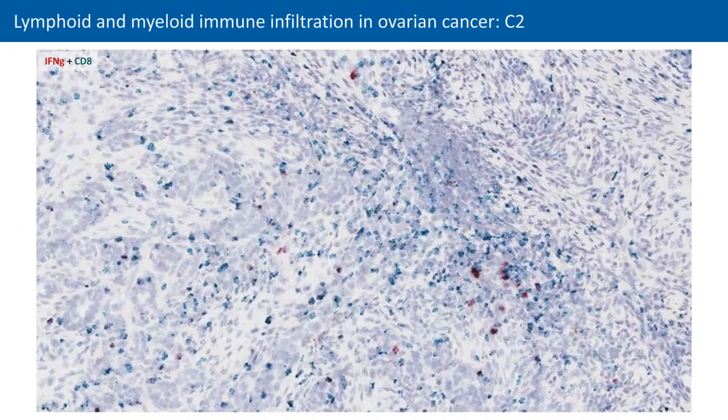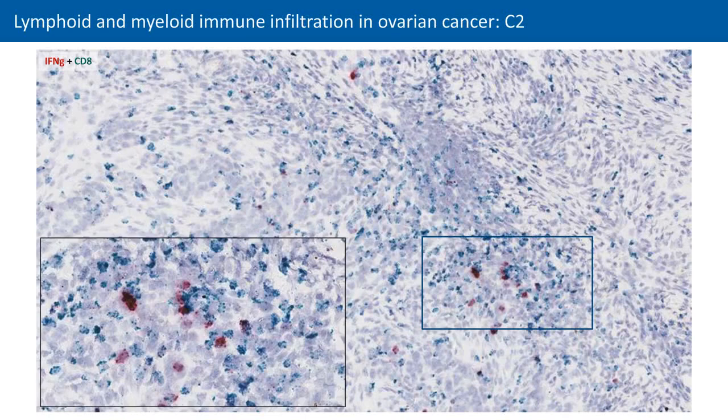We will look in more detail at this highly immune infiltrated ovarian core, and that's what you can see over here. So here is a substantial area of core C2 with CD8 positive interferon gamma positive cells that could indicate cytotoxic T lymphocytes. A higher magnification for these detected lymphoid immune cells is also shown in the left bottom corner, what you can see over here.